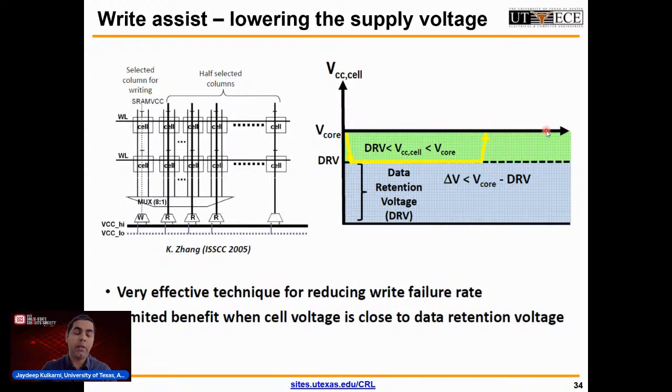So this works to some extent, but it has a very limited benefit when your cell voltage itself is close to the data retention voltage. In other words, if your starting Vcore voltage is close to the data retention voltage, which is the minimum voltage that is required in order to retain the data on these cross-coupled bit cells, then the separation between the two is very small, and hence we'll get very limited benefits in terms of Vmin improvement.